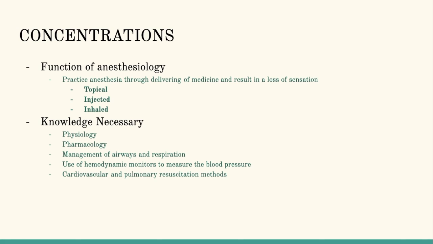In order to practice anesthesiology, there are 4 different things that are necessary for an anesthesiologist to know: physiology, pharmacology, management of airways and respiration, the use of hemodynamic monitors to measure the blood pressure, and cardiovascular and pulmonary resuscitation methods. Now that you know all the different things that you can do once you are an anesthesiologist, what does it take to become one?